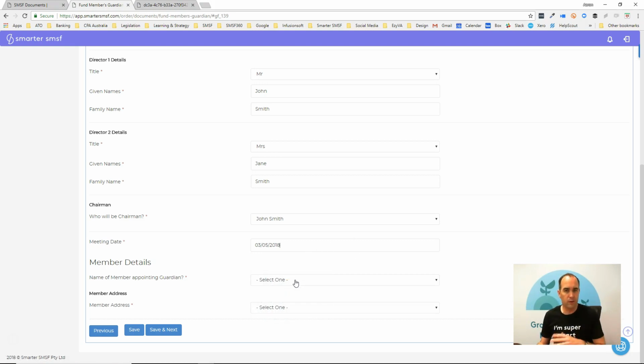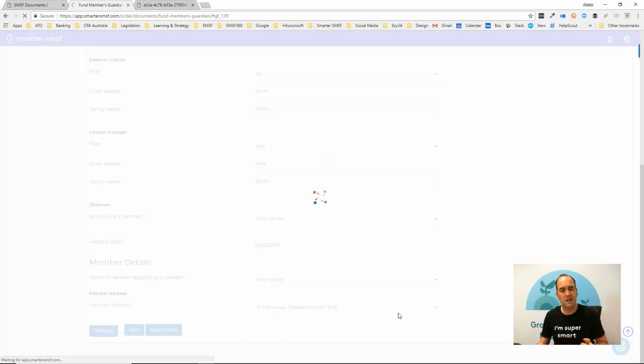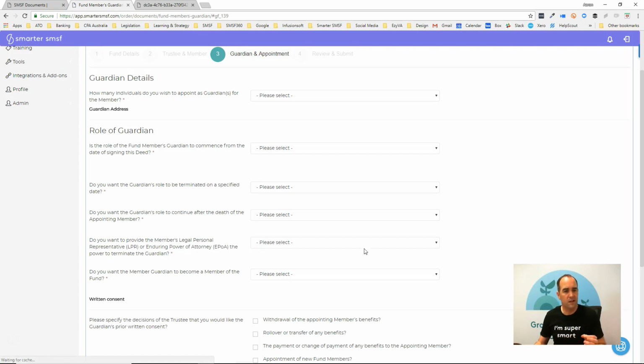So then what we look at here is, who are we applying for the guardian to be appointed for? So in this instance, we're going to have John Smith. Let's say we're trying to mitigate him becoming incapable at some point in the future, and we're wanting to appoint the fund guardian in that particular role. So then we have our member address here, you can see, and we're now moving in the next page to all the questions that we're trying to assess in respect to John as that member.